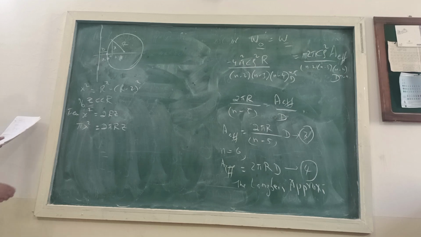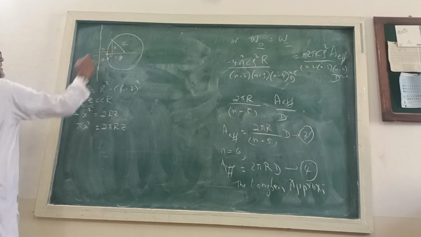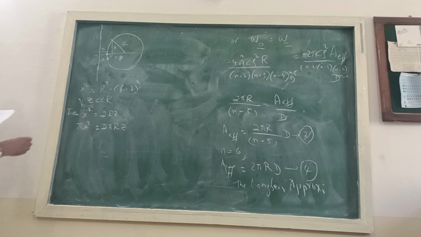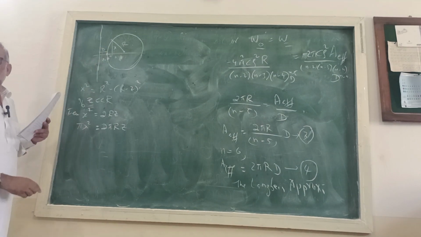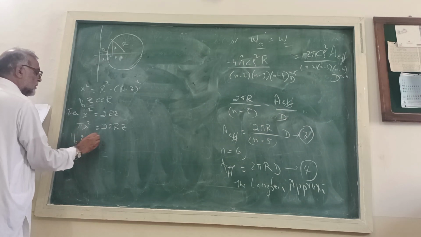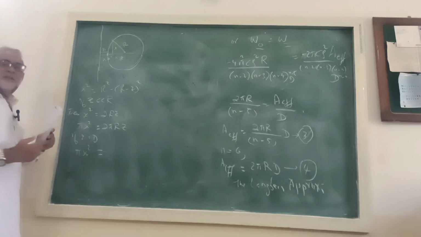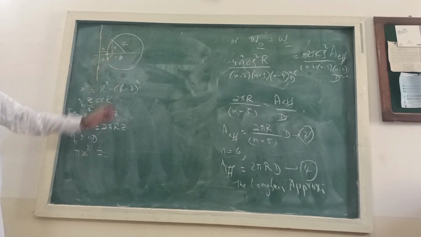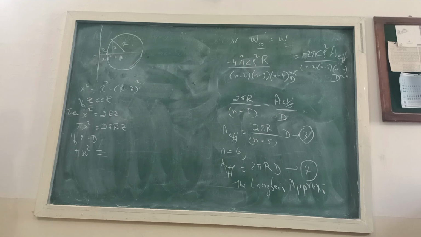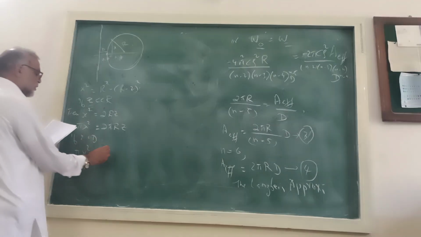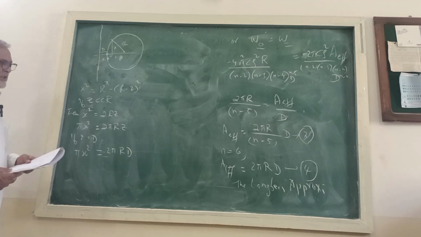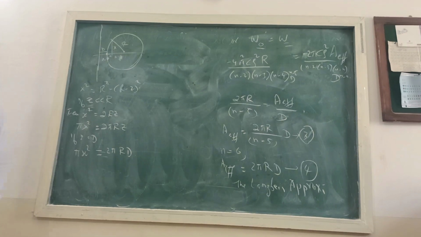When z becomes equal to D, the area of the disk, pi x squared, is equal to 2 pi R D, which is the effective area of the interaction that is dominating the interaction energy between a plane surface and a sphere.